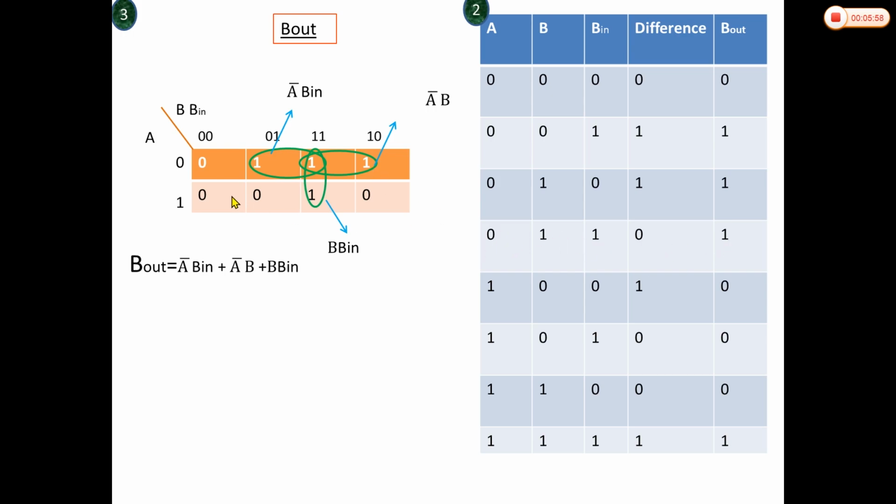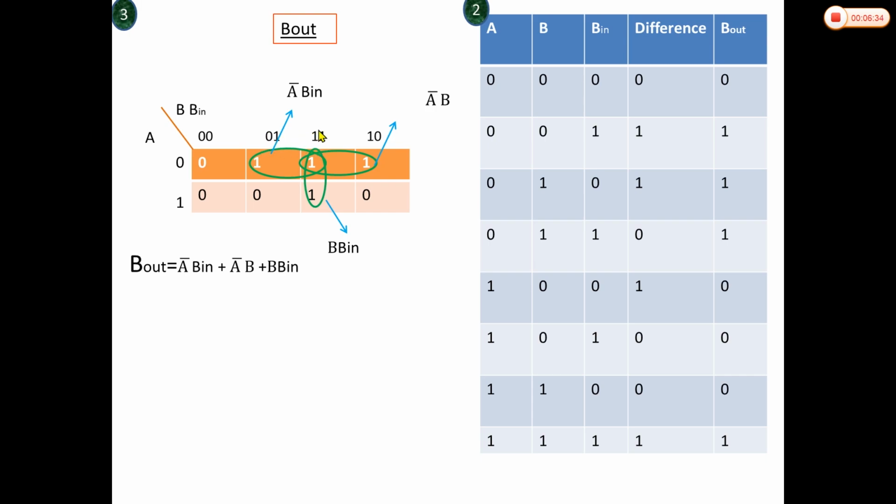Next 0 1 1, that is also 1. Next 1 1 1, the borrow output is 1. Here 1 1 1, we write the 1. And we can make these two ones as one group and these two ones as another group, and to cover this one we can make these two ones as one group. When you write the logical expression for these groups, for this group it is the 0 and it covers the 0 1 and 1 0.